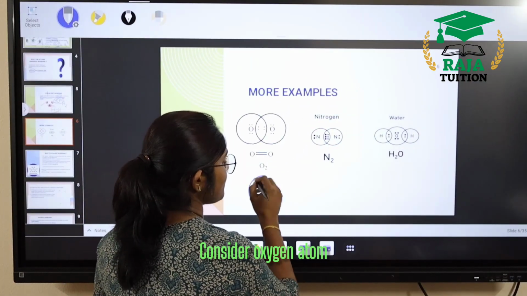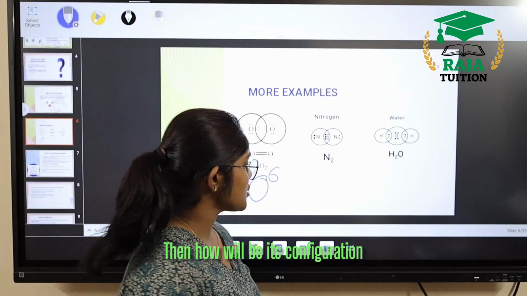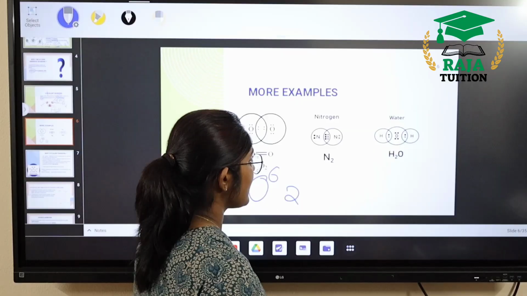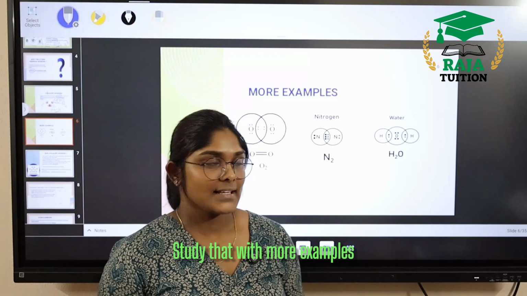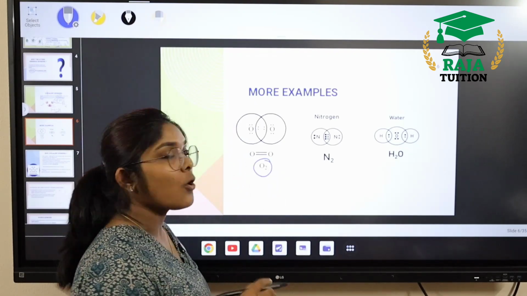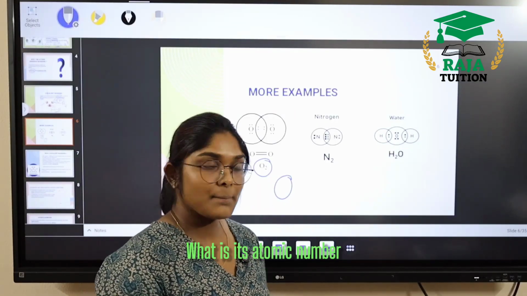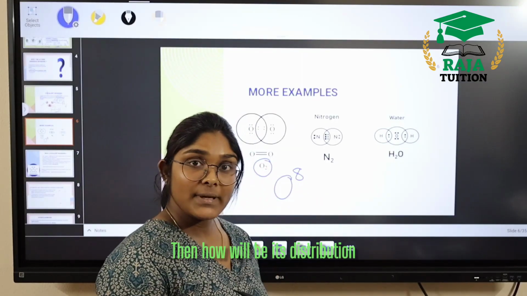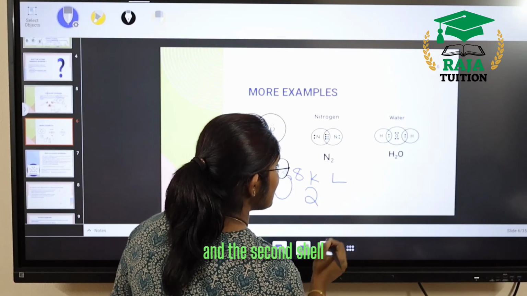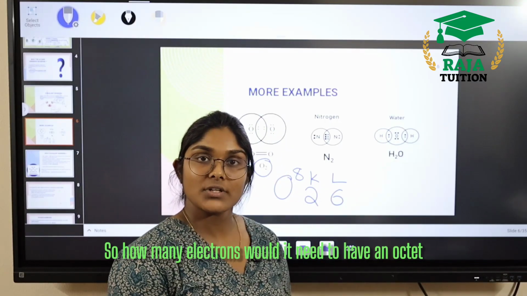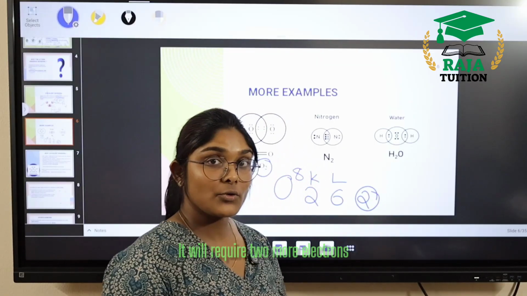Consider oxygen atom. What is its atomic number? It is 8. Then how will be its distribution? It has 2 electrons in the first shell, that is K shell, and in the second shell, it has 6 electrons. So how many electrons would it need to have an octet? It will require 2 more electrons.